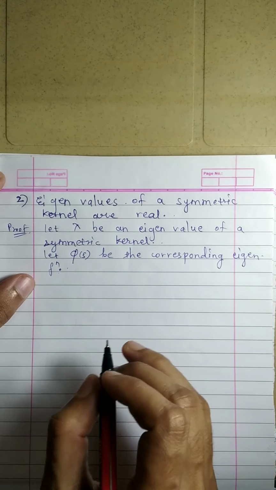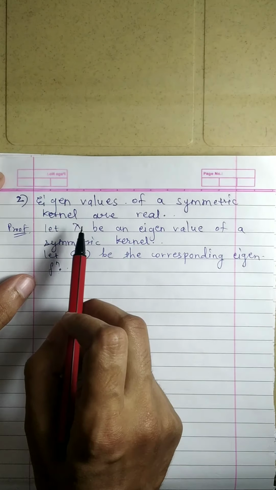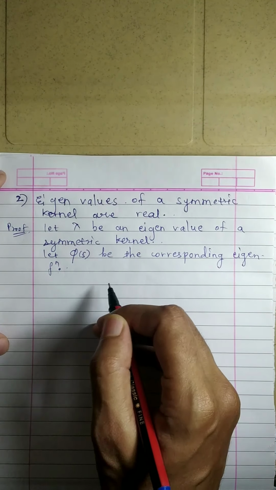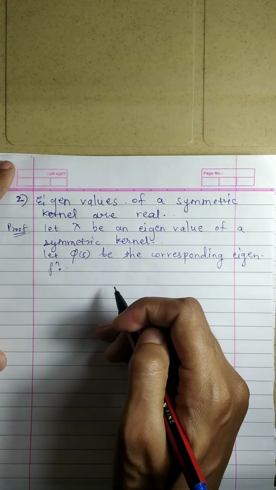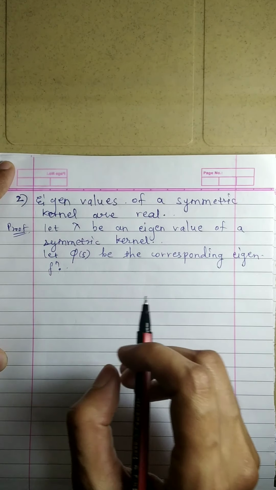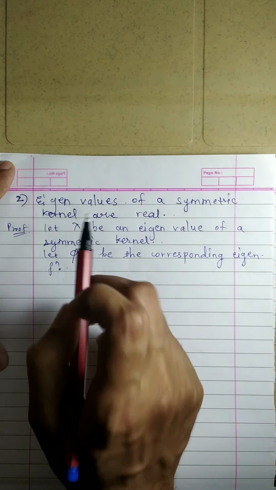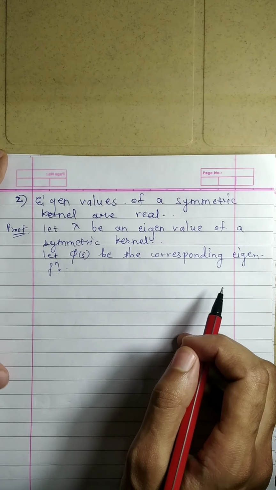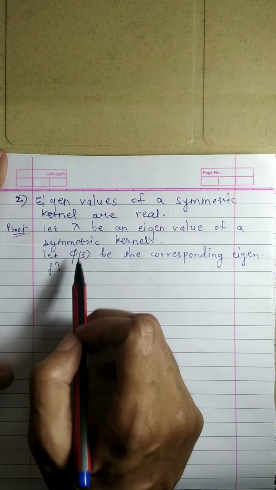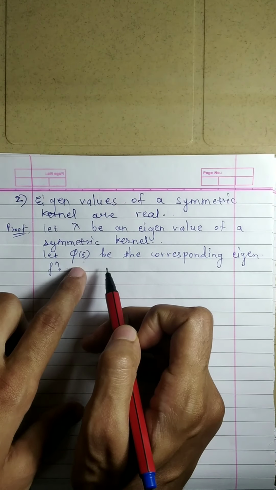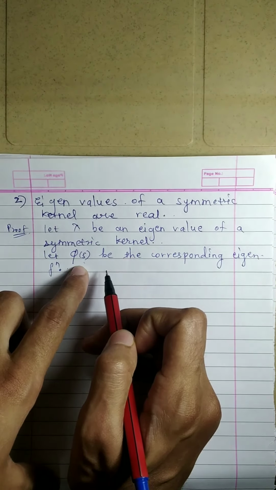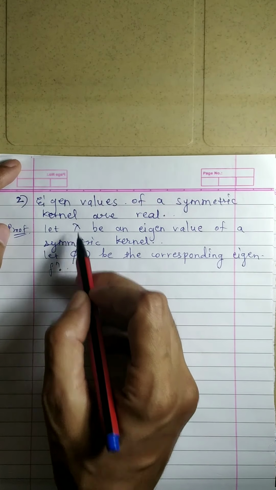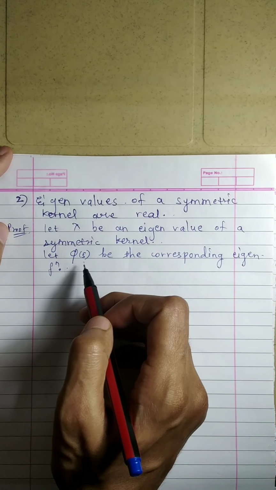We have already seen that once we get the eigenvalue, whatever solution we get of the homogeneous equation, that solution is called the eigenfunction corresponding to that particular value of lambda. Remember that whenever we talk about eigenvalues and eigenfunctions, we find them with respect to the homogeneous integral equation. So let lambda be the eigenvalue and phi(s) be the corresponding eigenfunction.